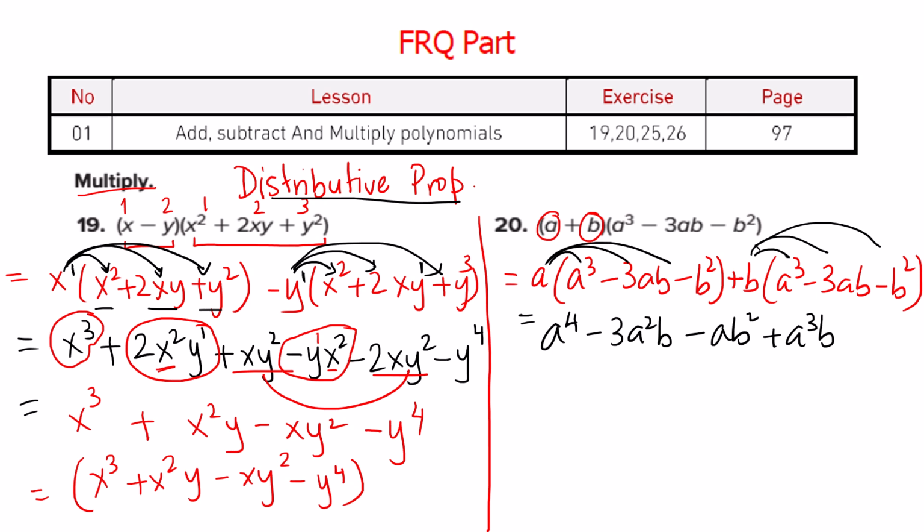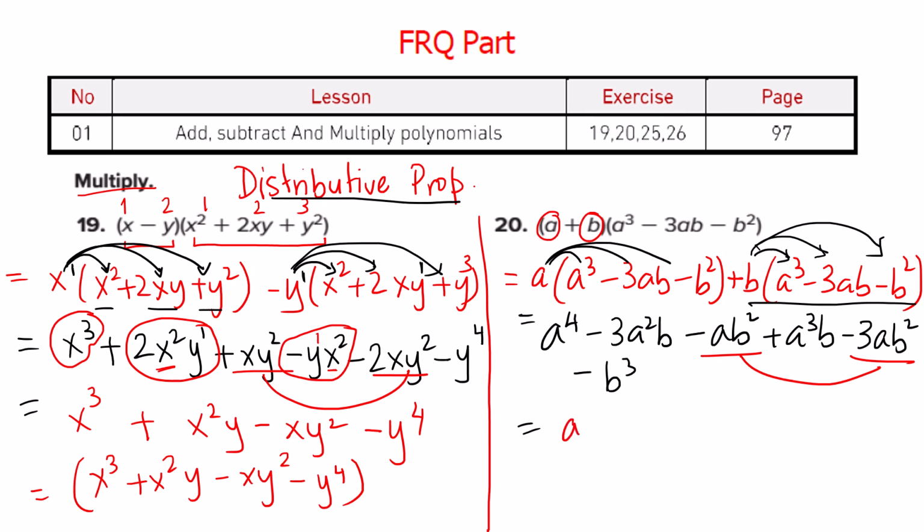Now I'm just changing the order here for the terms when I'm doing the distributive and multiplying, because I want to write a first and b second. Okay, order will not change your answer. So 3ab square minus b cube. Now let's see if we have like terms. Yes, we have some like terms. We can combine these two together.